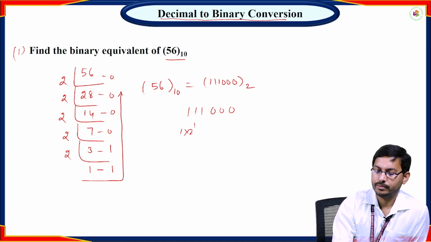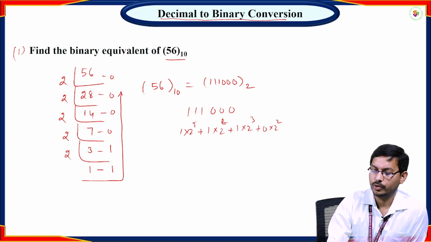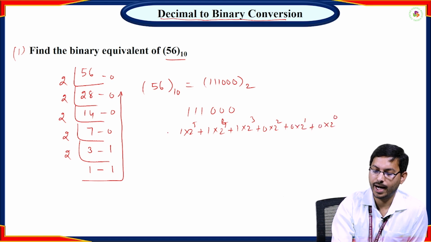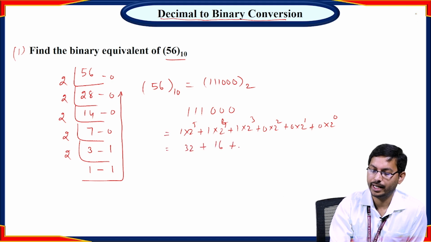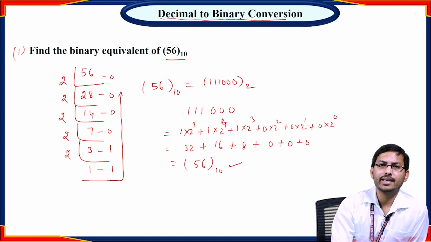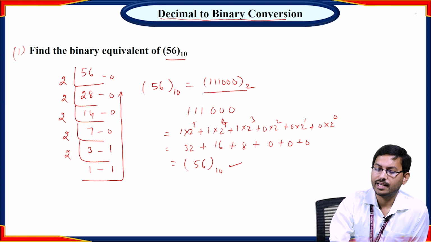2 power 5 plus 2 power 4, 2 power 3, 2 square plus 0 into 2 power 1 plus 0 into 2 power 0. So if you add these things, that is 32 plus 16 plus 8 plus 0 plus 0 plus 0, then the total will definitely be equivalent to 56. In this way you can cross check whether this answer is correct or not.